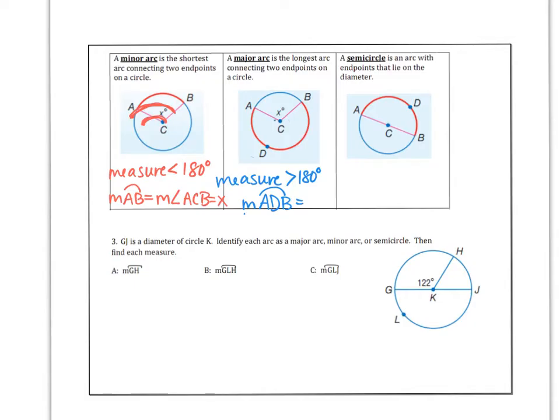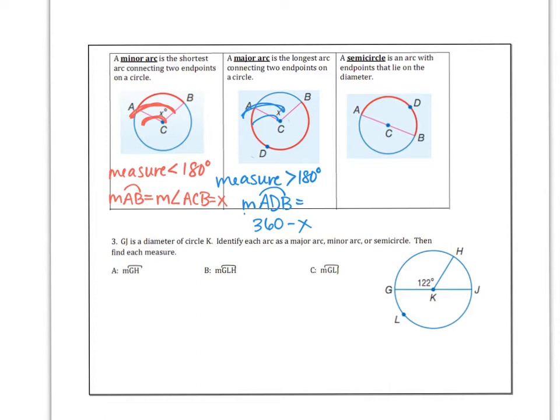Think about where X is. A whole circle is 360 degrees. So if I just subtract X from 360, I should wind up with the measure of the major arc. So the smaller arc here would be X, and then the other part would be whatever's left out of 360.